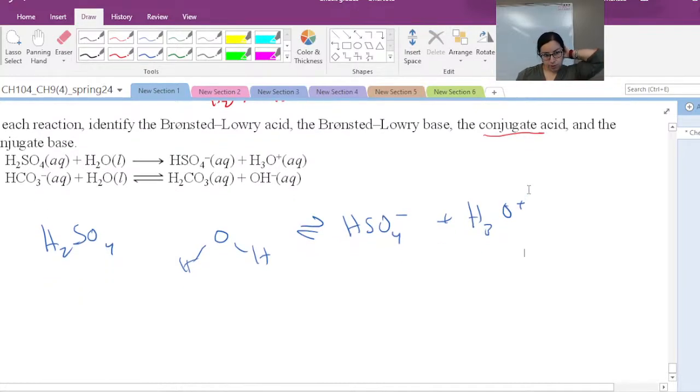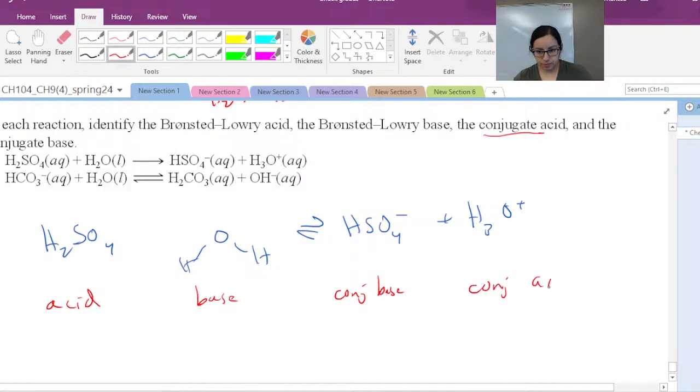All right, what did we get for A? So what did we think the sulfuric acid was acting as? So our acid. So if this is our acid, what does that make water? So our base, excellent. And so then what's our HSO4 species? So conjugate base, excellent. And then this, conjugate acid. Questions on this first one here?